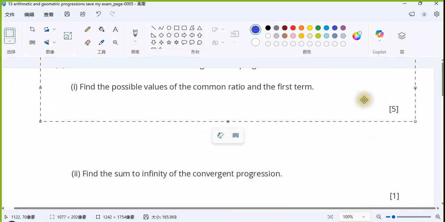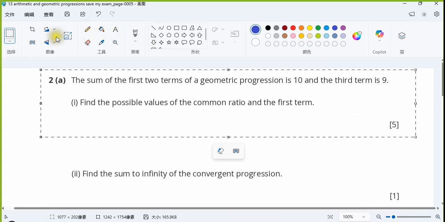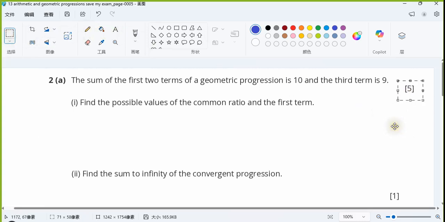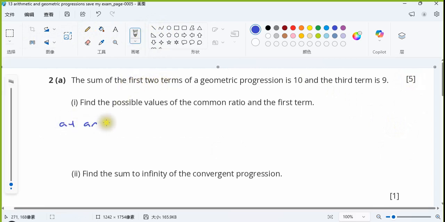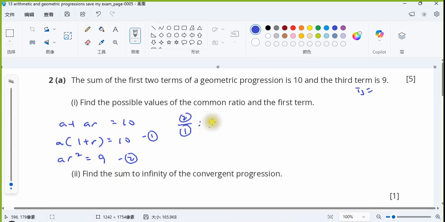Okay, so for this one, we know that the sum of the first two terms, a plus ar, is equal to 10. So we factorize a, we have a(1 plus r) equal to 10. So this is equation 1. And then the third term is equal to 9, so the third term is ar squared equal to 9. This is equation 2. So we use equation 2 over equation 1.